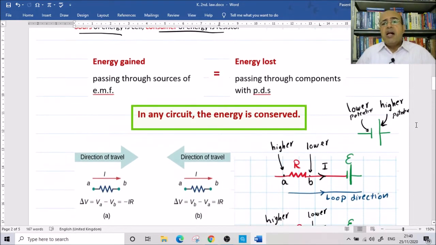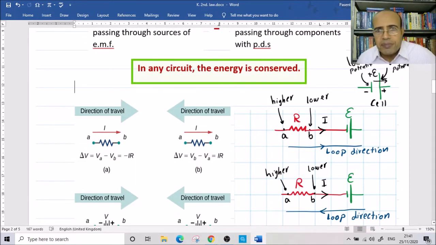Now, this is Loop's law, so the direction of the loop is very important. How can we solve any question? Look at this. This is a cell containing positive and negative. The positive represents the higher potential and the negative represents the lower potential. If the charge carriers move from lower potential to higher potential, they gain energy, so it will be a positive electromotive force.